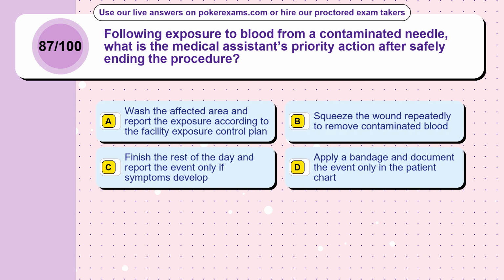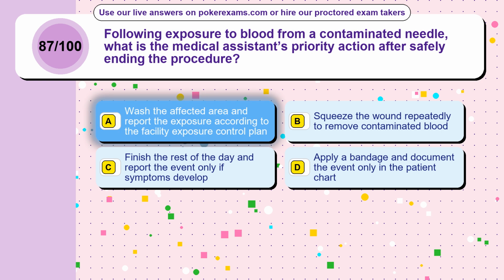Question 87. Following exposure to blood from a contaminated needle, what is the medical assistant's priority action after safely ending the procedure? Option A, wash the affected area and report the exposure according to the facility exposure control plan. Option B, squeeze the wound repeatedly to remove contaminated blood. Option C, finish the rest of the day and report the event only if symptoms develop. Option D, apply a bandage and document the event only in the patient chart.